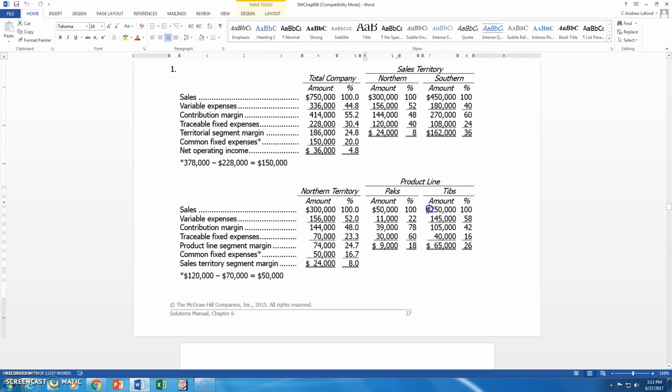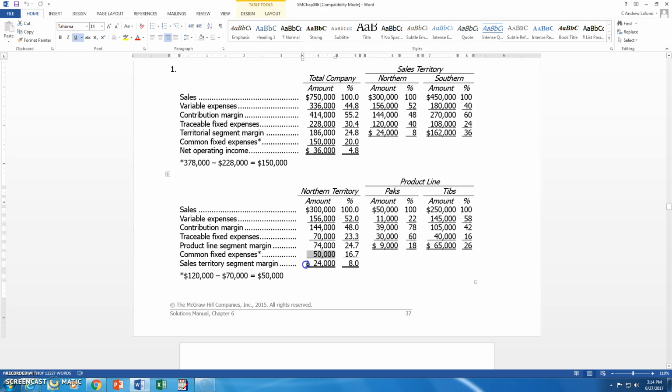On the other hand, we see that TIBS, we have $250,000 of revenue for TIBS, with 58% of that revenue being tied up in variable cost, or $145,000. The difference between sales and variable cost gives us contribution margin of $105,000, less the fixed cost of $40,000 gives us segment margin of $65,000, representing 26% of the sales revenue. We later find out that $50,000 of fixed cost is common to both product lines. And at the end of the day, we have $24,000 of segment margin for the Northern Territory.